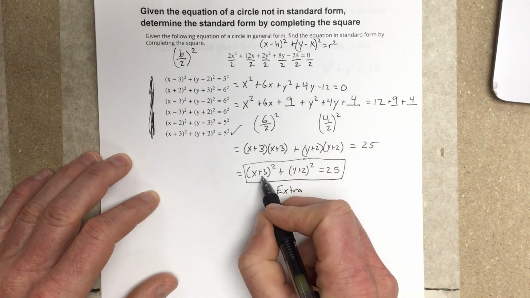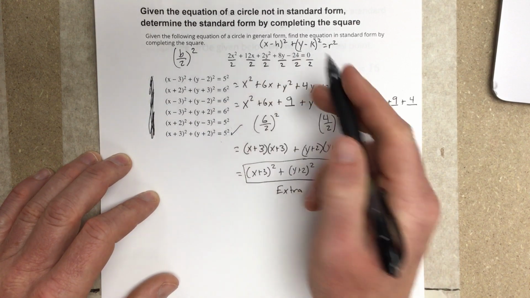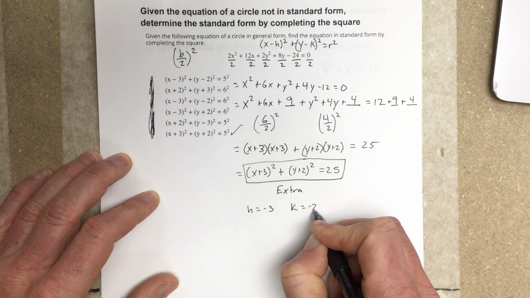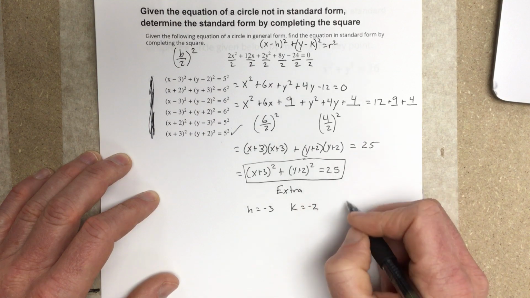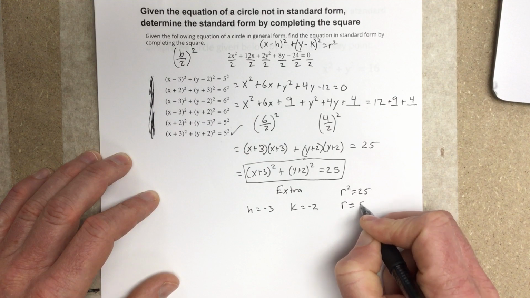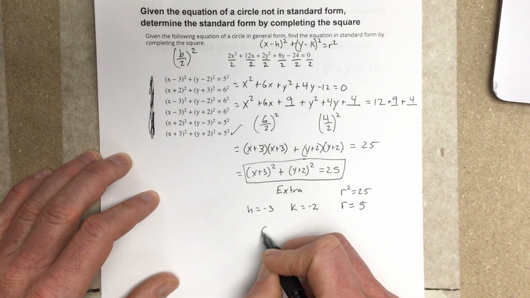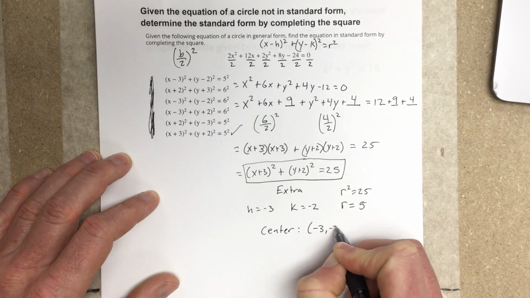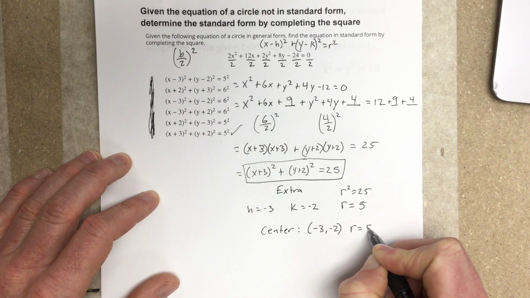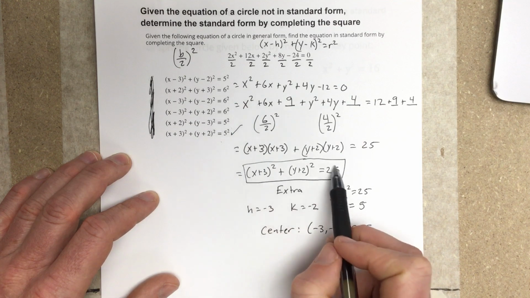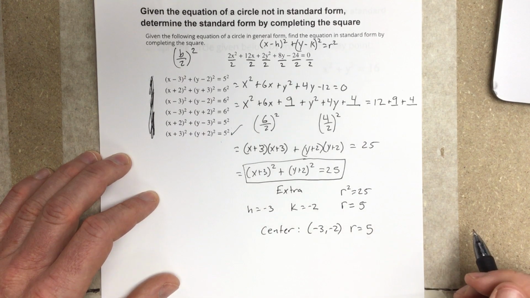So this is our h term, but it's got to be the opposite sign of what's written here. So we're going to say h is negative 3, k is negative 2, opposite sign there. R is, well, r squared is 25, so r is going to have to be 5. So our center is (-3, -2), with a radius of 5. So that's the information we can gather on the circle equation that we have in standard form.